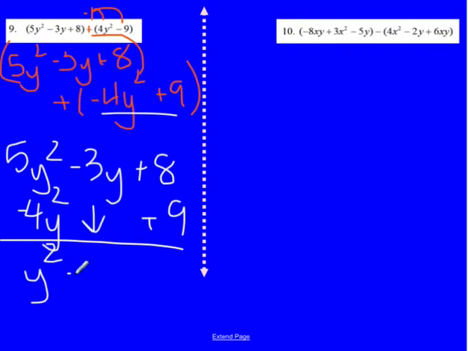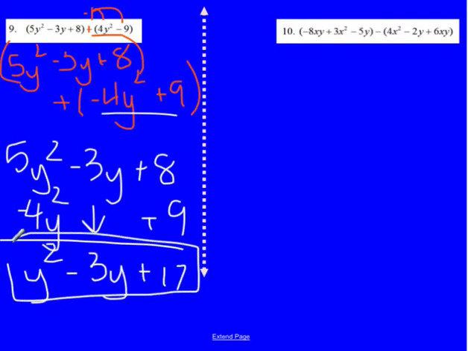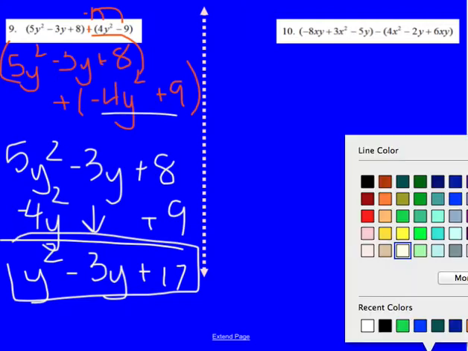Again, this 3y is just going to drop down. And then 8 plus 9 is going to give me 17. So this right here is our final answer. We can't combine any more like terms because they're already all the same. Let's take a look at this next one.